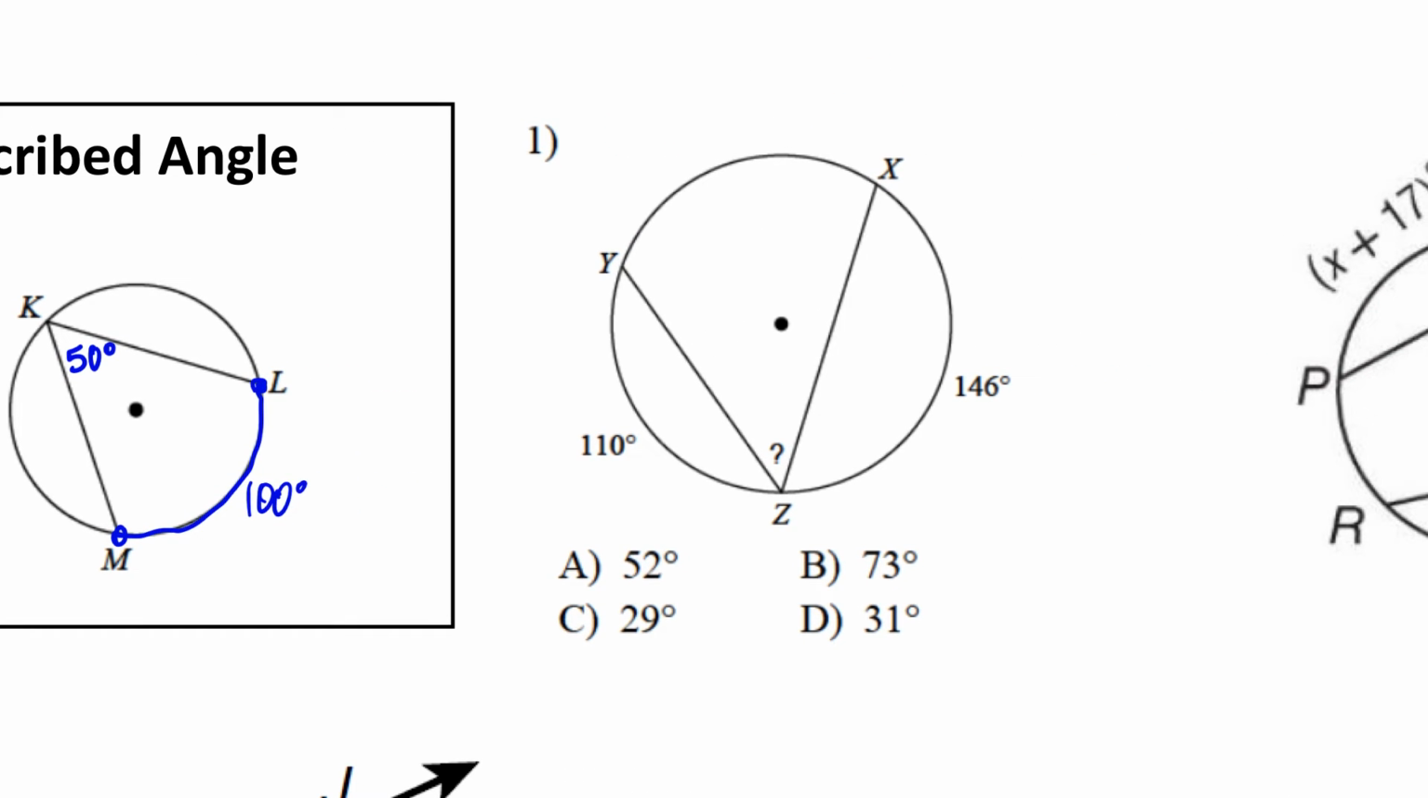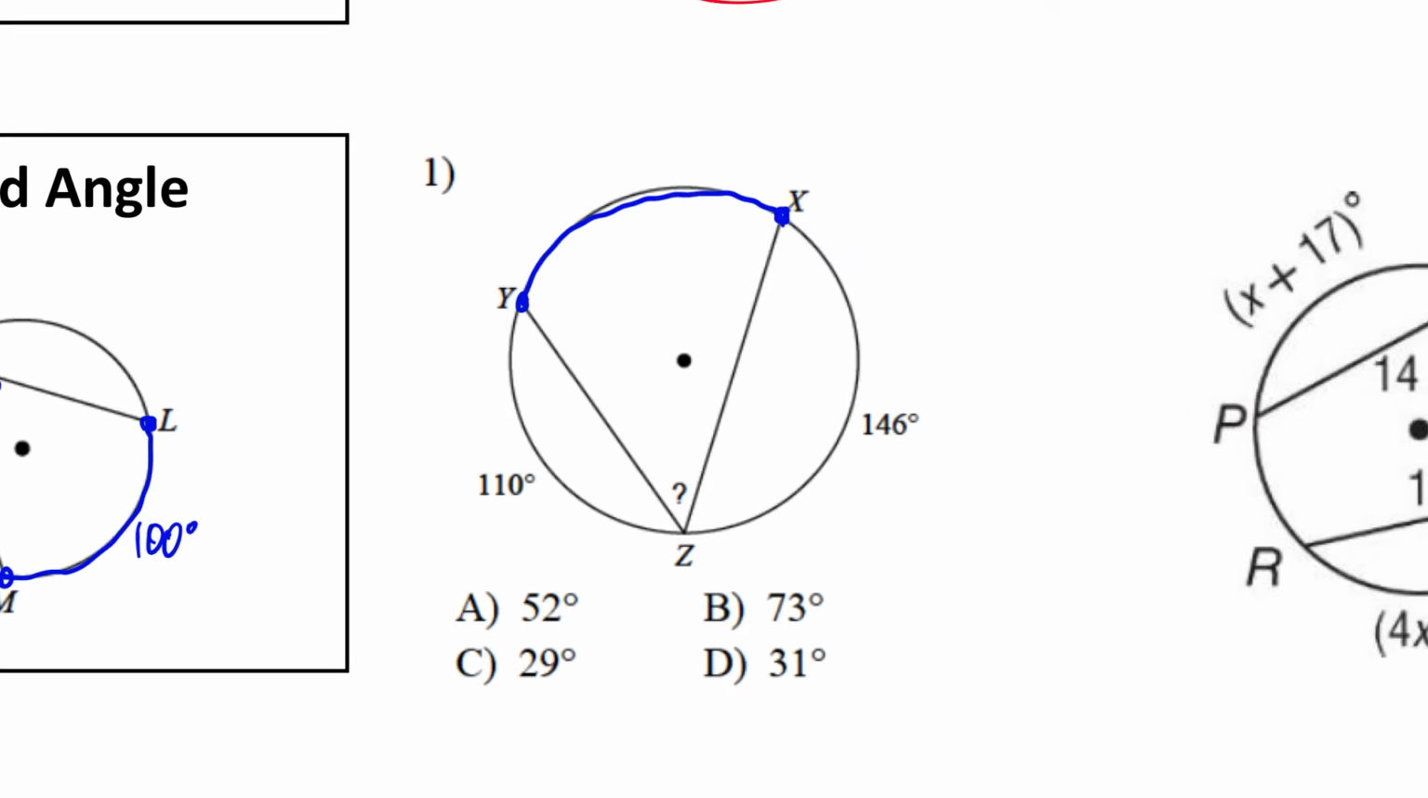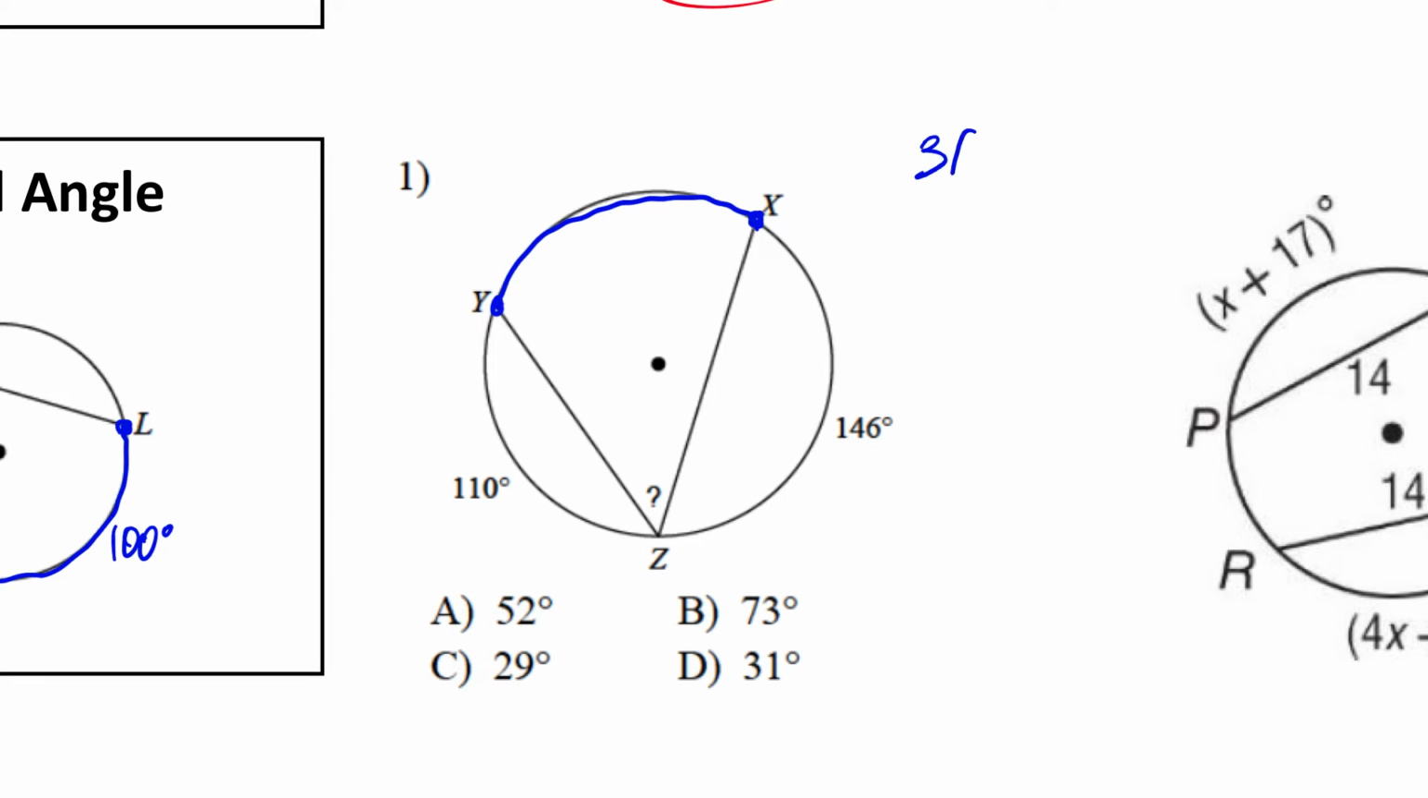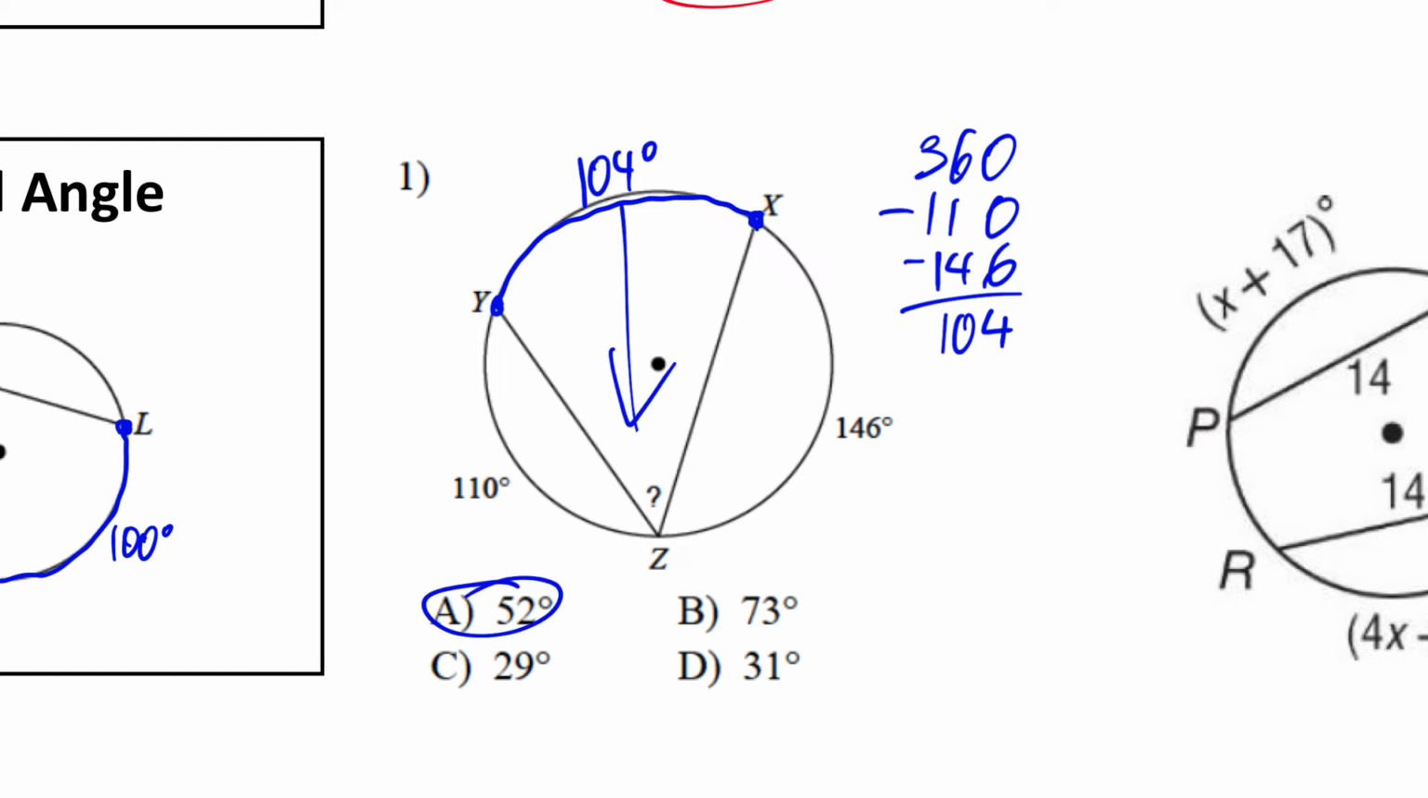So on this one, I'm looking for this inscribed angle. I've got to do one thing before I get there. I need to find the measurement of this arc YX. How am I going to find the measurement of that arc? Subtract from 360. Good. So I'm going to go 360 minus 110, minus 146. What does that give you? 104. So this arc is 104 degrees. So how am I going to find that angle down there? Divide by 2. It's going to be 52.